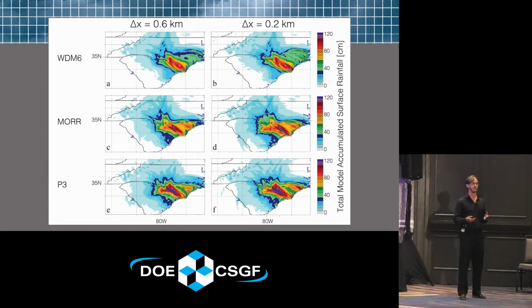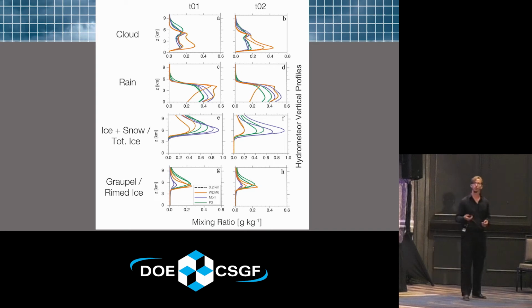We do see an increase in rainfall, so the maximum rainfall total does increase as we increase the resolution. However, when we start to look at the hydrometeor classes themselves, and these are looking at vertical profiles, then I started to see more differences. WDM6 especially could have a factor of 2 to 3 times difference when I use the 0.6 versus the 0.2 kilometer simulations. And notably, I started to find that there was a difference in time.